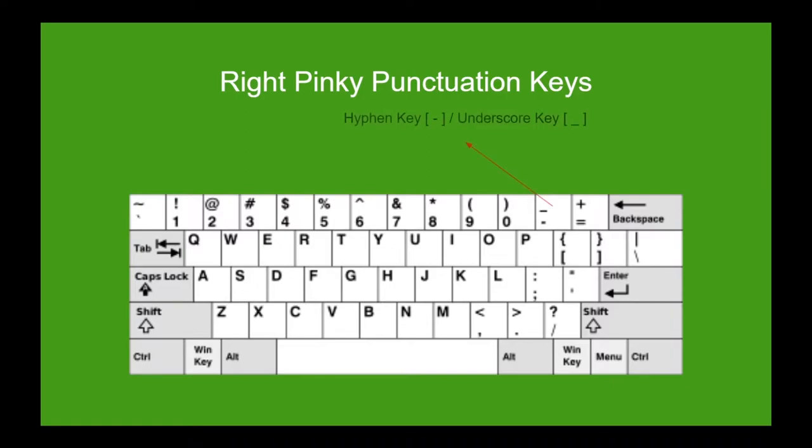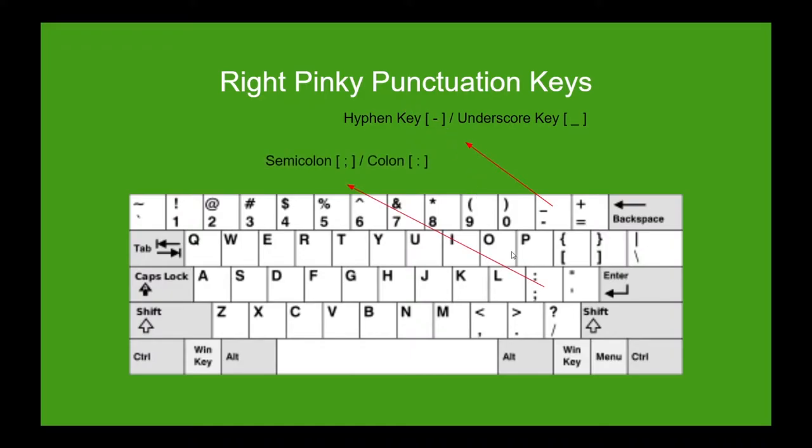So let's go through and learn the names of the keys that we will learn in this lesson. So the first key that we'll learn is the hyphen key, and it is beside the zero key on the keyboard. And if you press shift with the hyphen key, just like last week when we pressed shift with the one key to type the exclamation mark, you will type the underscore key. But we won't really learn the underscore key because it's not really used in sentences too much. So we'll just focus on the hyphen key for this lesson.